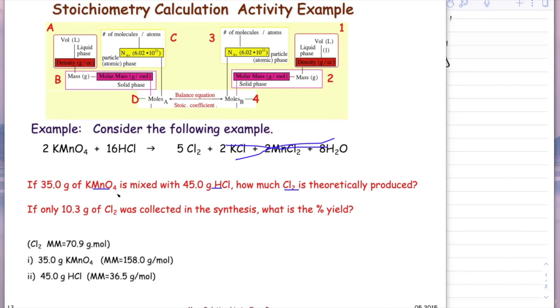But the way the problem is described, you've got 35 grams of potassium permanganate, 45 grams of hydrochloric acid and chlorine. These are the only chemicals that you need to pay attention to. And notice that these chemicals are KMnO4, HCl, and Cl2. The only time you ever worry about these numbers in front of these chemicals is through the relationship between each other, the balance equation.